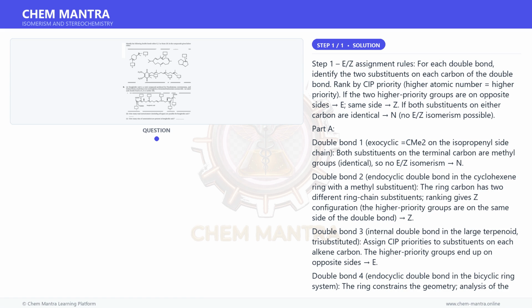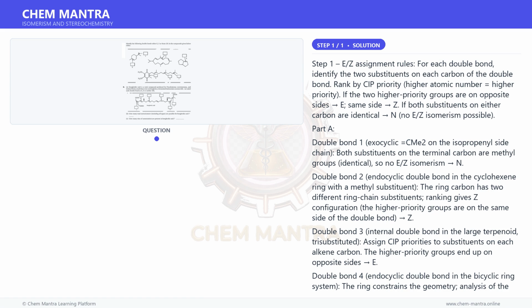Part A. Double bond 1, exocyclic, is equal to CMe2 on the isopropanol side chain. Both substituents on the terminal carbon are methyl groups, identical, so no EZ isomerism. N. Double bond 2, endocyclic double bond in the cyclohexene ring with a methyl substituent. The ring carbon has two different ring chain substituents. Ranking gives Z configuration. The higher priority groups are on the same side of the double bond.